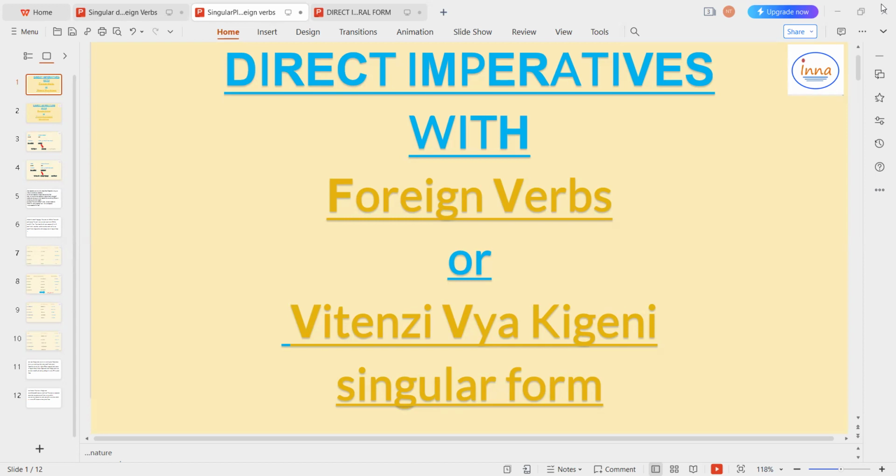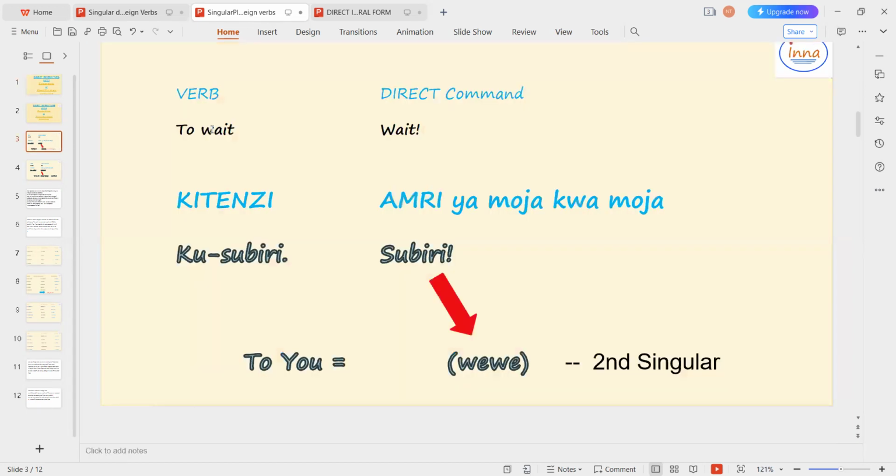Swahili foreign verbs. The way you use these imperatives does not have any difference as they can be used in English. For instance, if we take the infinitive to wait, we have to remove to, and the remaining wait will be our imperative. So wait will be our command.